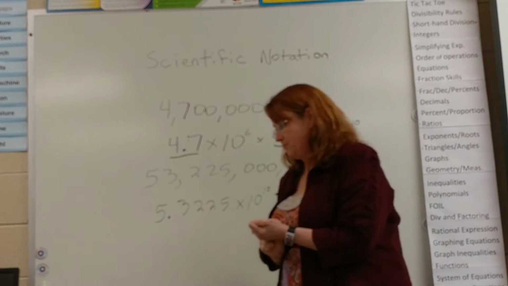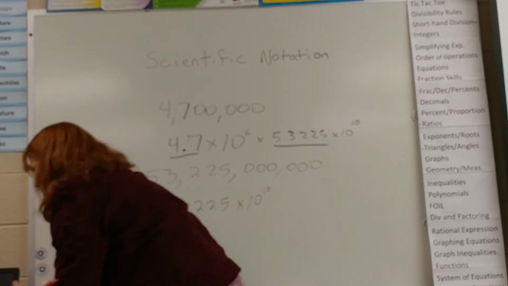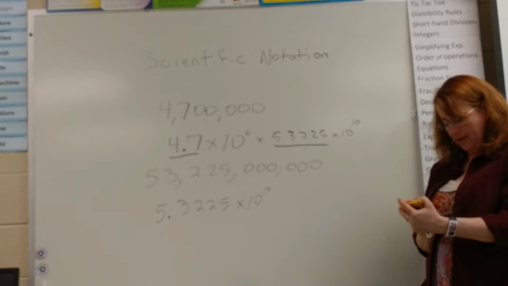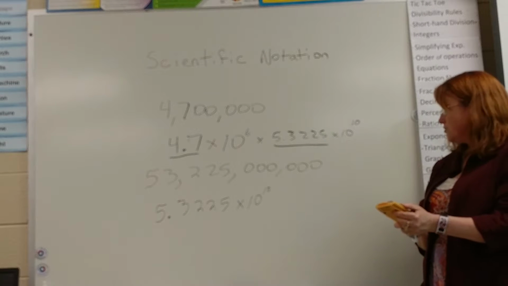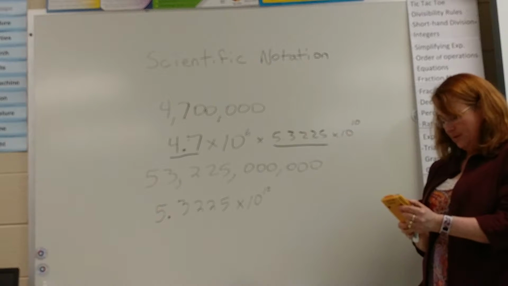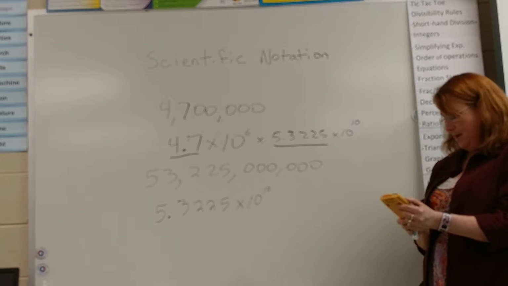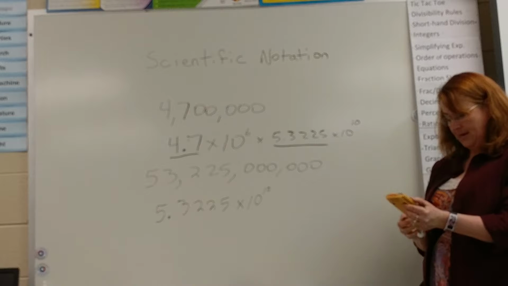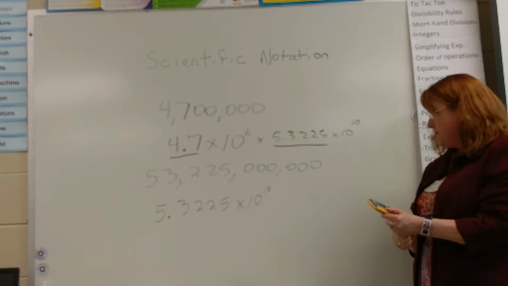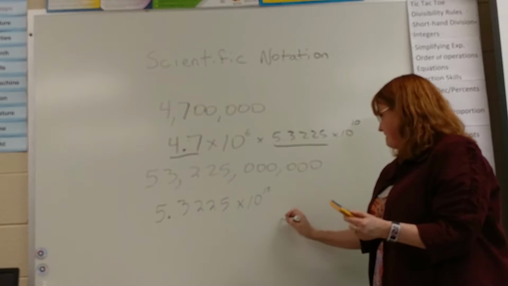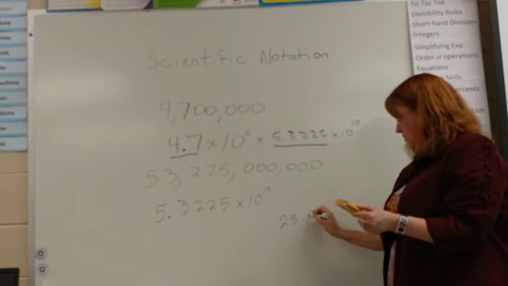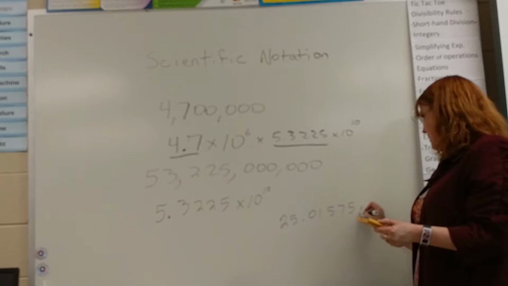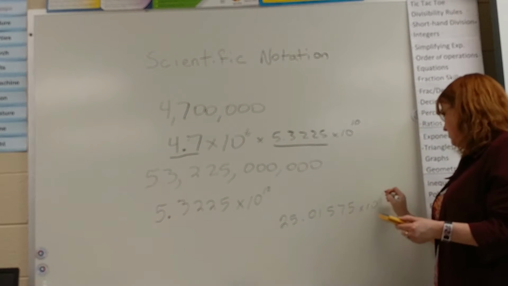So let me actually do that just to show you. I'll use a calculator. I could do it without, but you will get a calculator for this kind of problem. So I'm going to first take 4.7, and I'm going to take it times 5.3225, and I get 25.01575 times 10 to the 16th power.